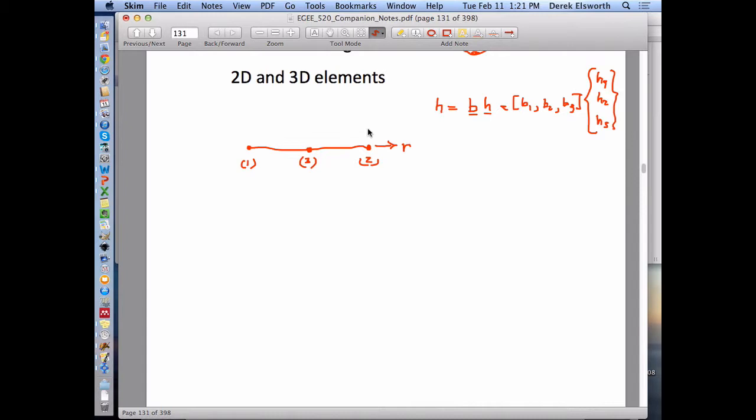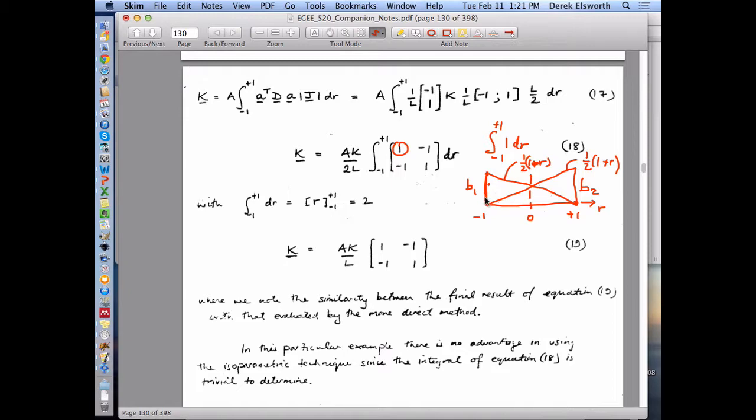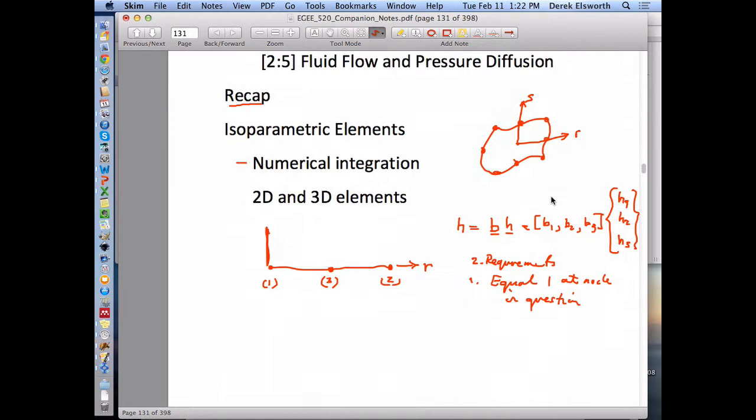And so we know that there are a couple of requirements. Actually, there are two requirements. We haven't talked about this. The first is that it has to equal 1 at the node in question. So in other words, B1 has to equal 1 at node 1. Just like, if we switch back, that's exactly what we had here. B1 is equal to 1 at this node, B2 is equal to 1 at this node, etc. So that's all we're saying by this. So we know that it has to equal 1 at that particular node.